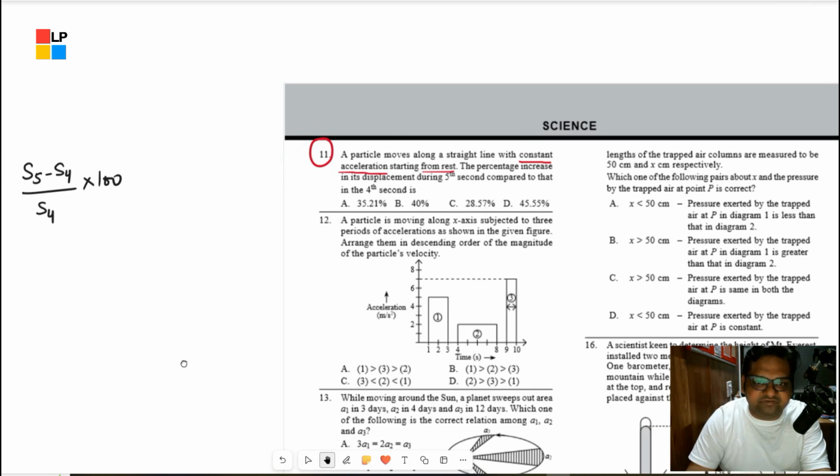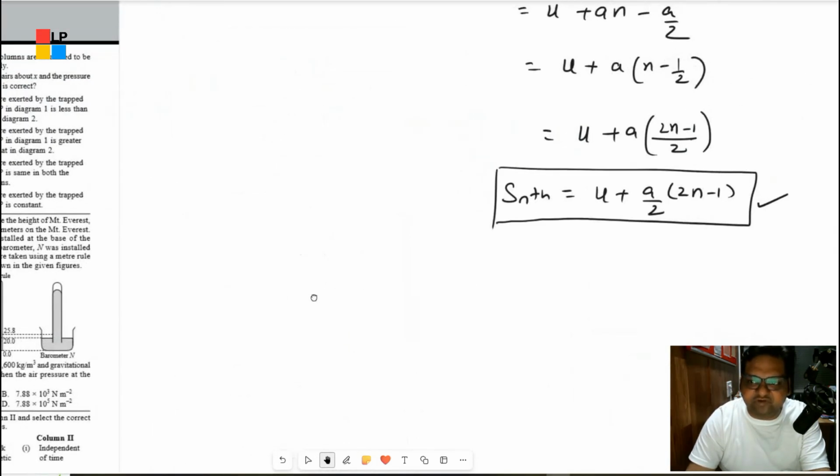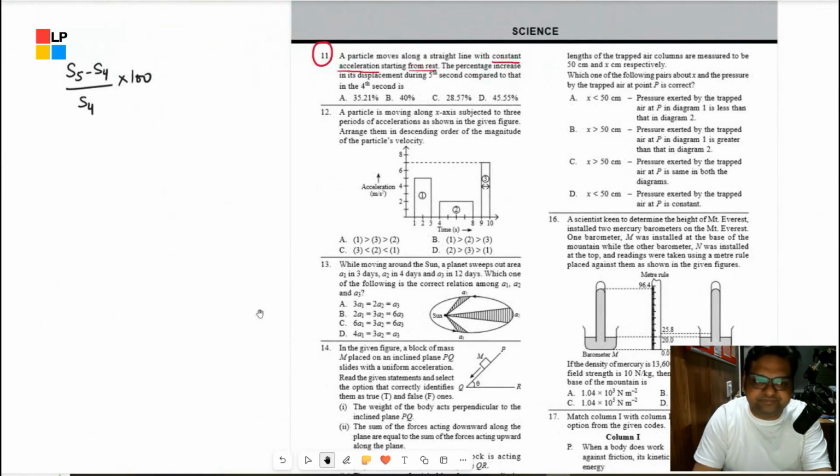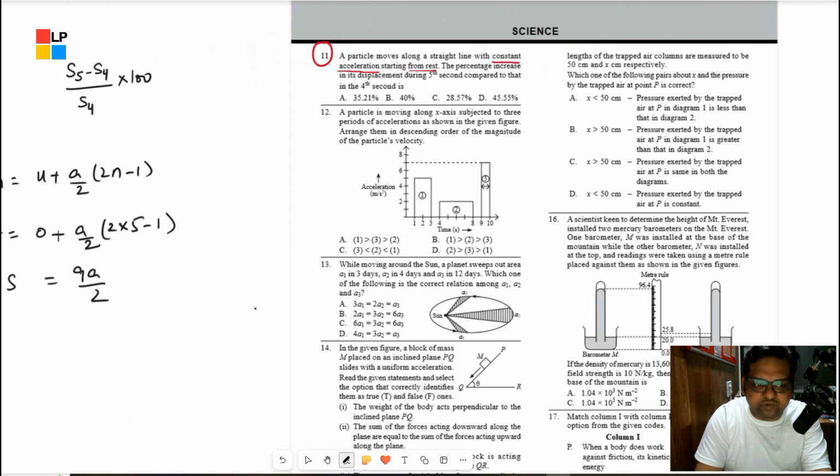And you know the formula. We have just covered that this is the formula, u plus a by 2 bracket 2n minus 1. So let us find s5 first of all. Initial velocity is 0, so we'll put 0 here, a by 2, and we'll put 2 multiplied by 5 minus 1. That comes out to be 10 minus 1, 9, so it will be 9a by 2. This is the distance covered in the 5th second. Now the distance covered in the 4th second would be u plus a by 2 times 2 multiplied by 4 minus 1. That comes out to be 7a by 2, because u is 0 again.